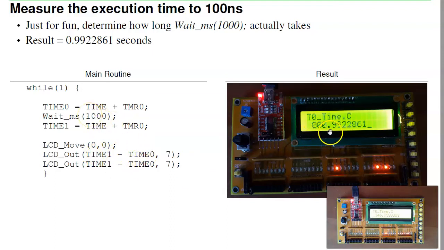So if I do that, that took 0.9922861 seconds. This wait routine is a little bit too fast. I need to lengthen it a little bit. So there's a counter. I just count to 617 for no other reason to slow it down. That 617 is just a hair low.